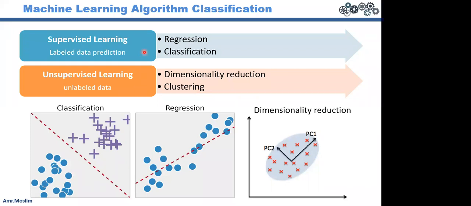And this is all because of the labeled data. If I have labeled data, which means the answer for my question or for my problem, I can do prediction based on the pattern between the data and the label data. So I can do regression and I can do classification.